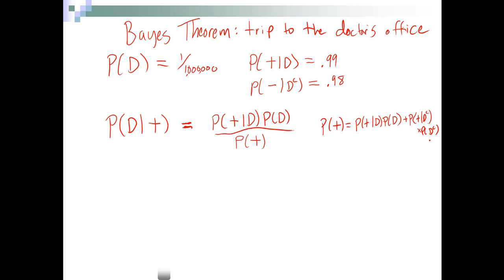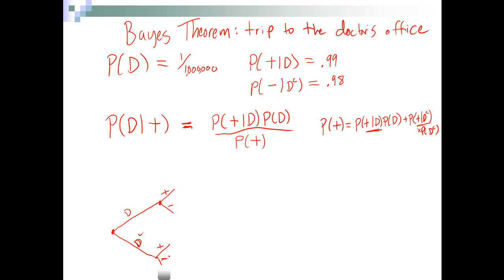So in other words, there's two ways to get a positive test result. One is when you have the disease, and one is when you don't have the disease. So if we were to draw a tree diagram here, we would say either you have the disease or you don't have the disease, and then we would say you get a positive test result or a negative test result, positive or negative.